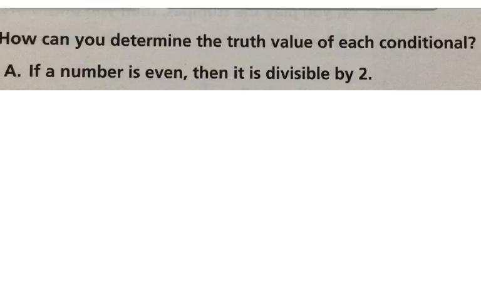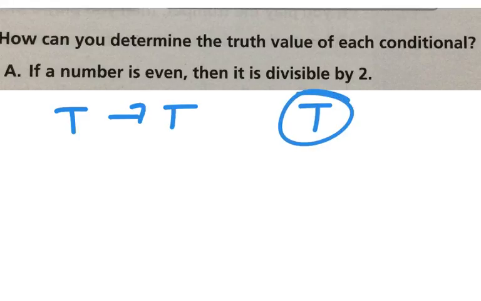All right, so let's look at this and see if we think this is true. If a number is even, then it is divisible by 2. Okay, can we have even numbers? Yeah. Yep, so this part's true. Then if the number is even, can we always divide it by 2? Yeah. So that whole thing is true, because the hypothesis is true, the conclusion is true, which means the entire statement is true.